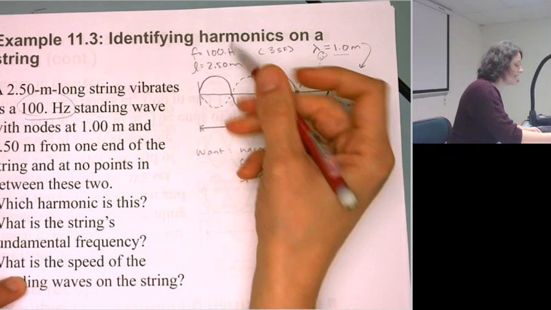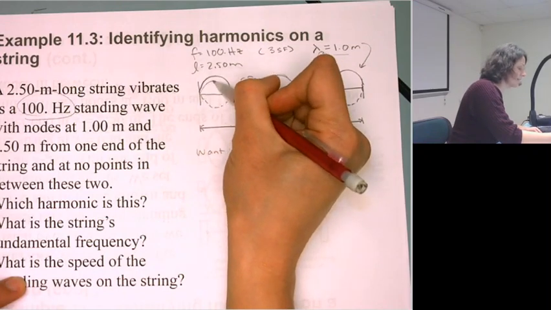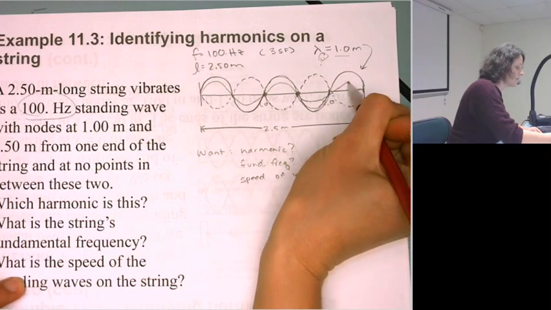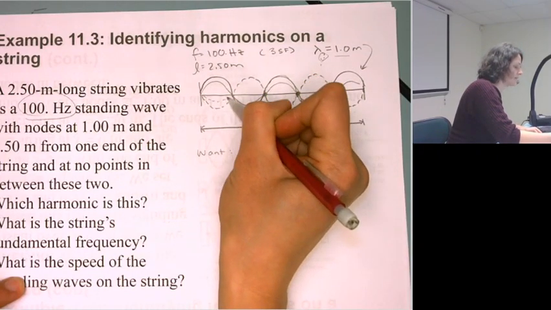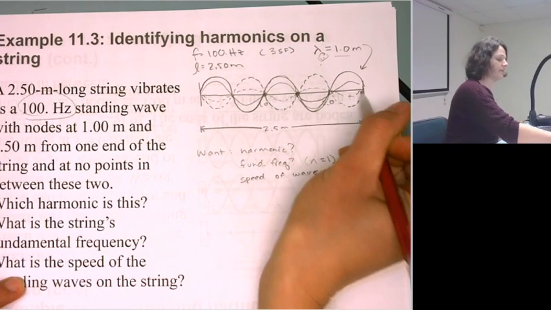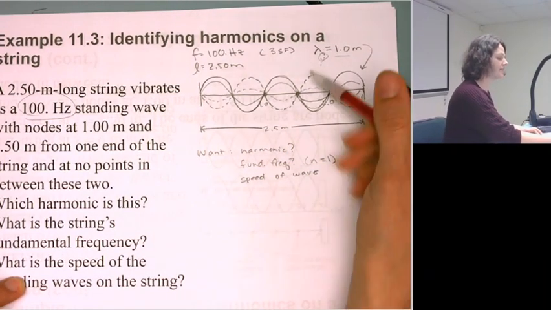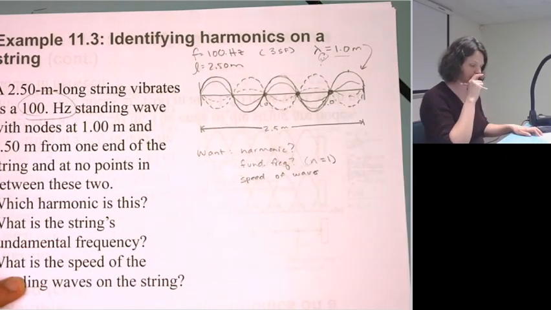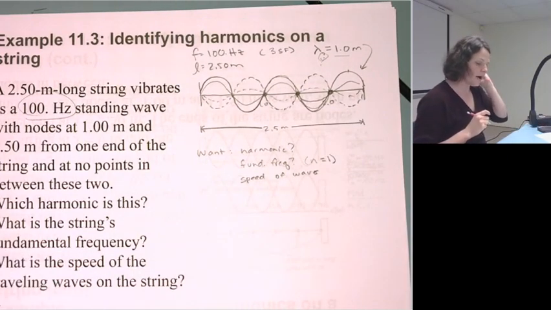At any given time, maybe the wave looks like this, or like this, just like we saw in the video, right? But it's going up and down. This is always where there's no displacement, and this location here is always where there's a maximum displacement.